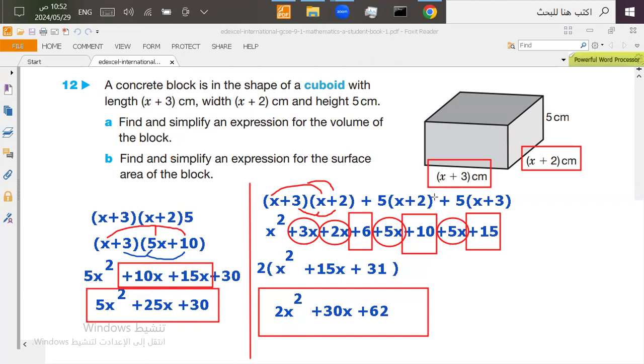So here, same idea. The 3 will be multiplied by the 2. Here, they're going to be 5x, and 5 and 5 is going to be 15x. 3 times 2 is going to be 6. So this one is 6. And these are 10 and 15. So together they're going to be 31. When you multiply by 2, it's going to be 62. And this is the answer for question 12.